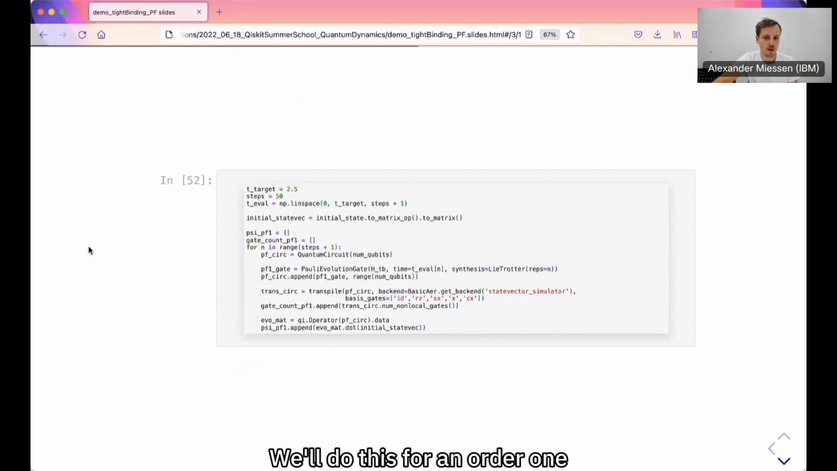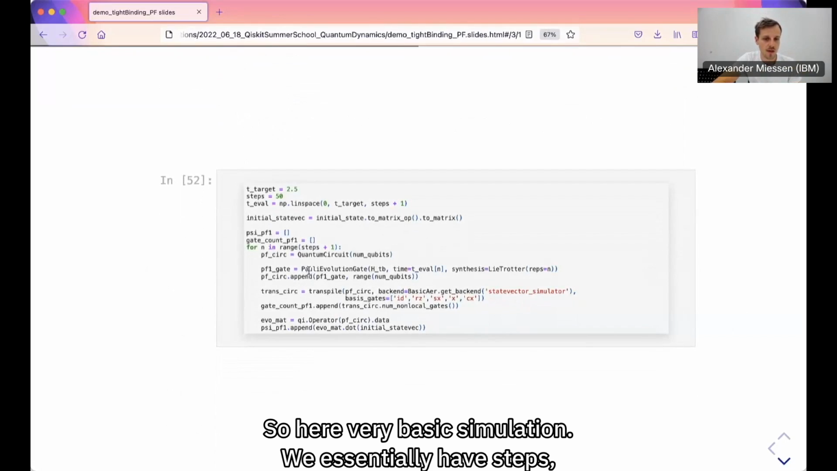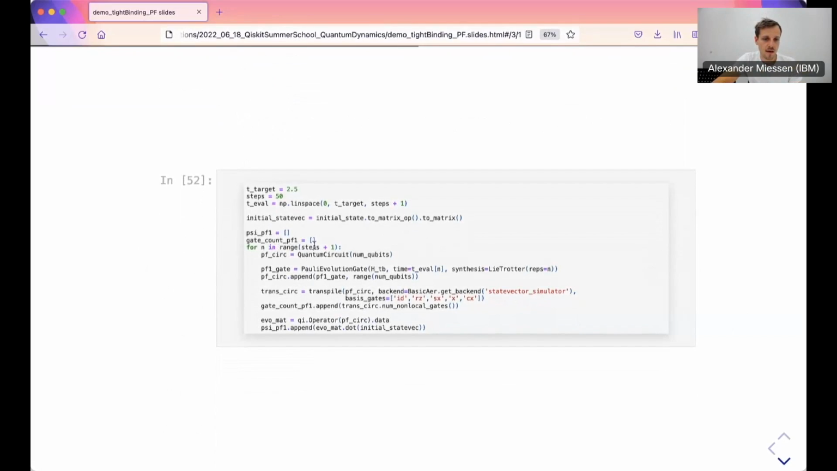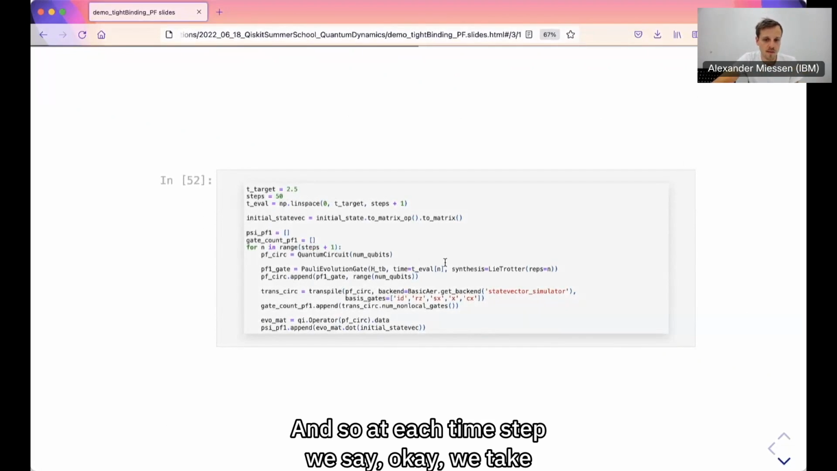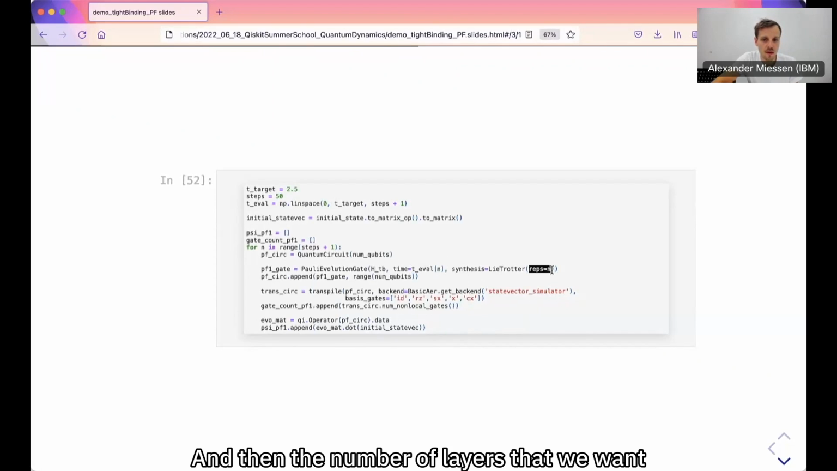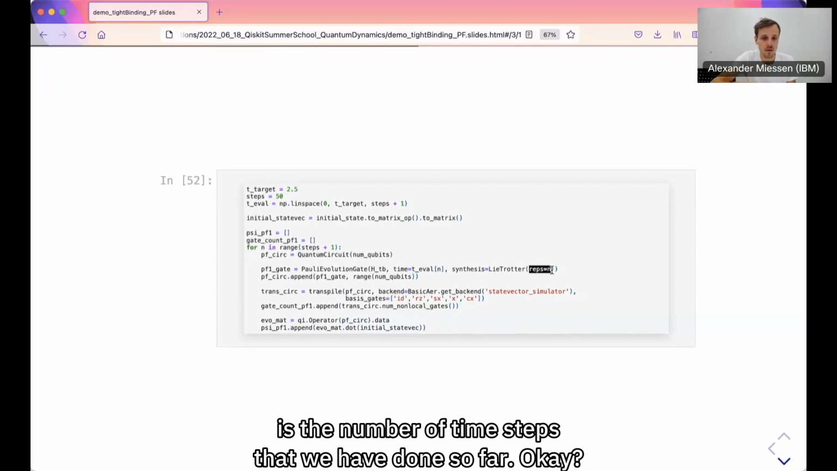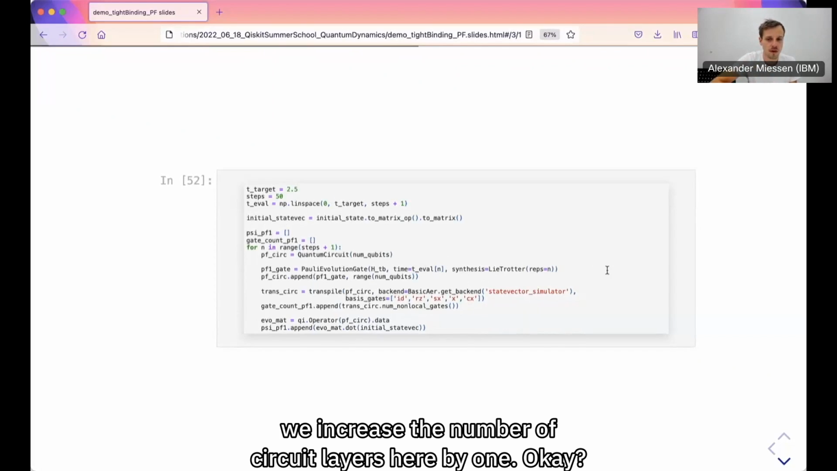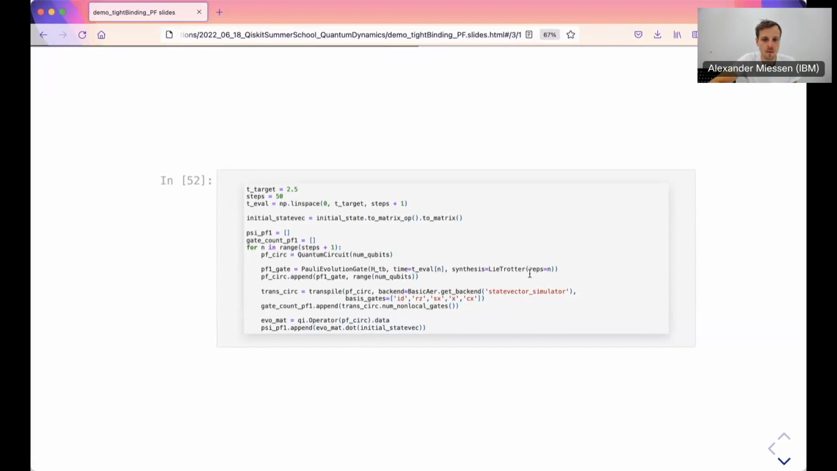We'll do this for an order 1 and an order 2 product formula, okay? So here, a very basic simulation. We essentially have time steps, so 50 time steps. At each time step, we take the time at that step, and then the number of layers that we want is the number of time steps that we have done so far, okay? So at every time step, we increase the number of circuit layers here by 1, okay?